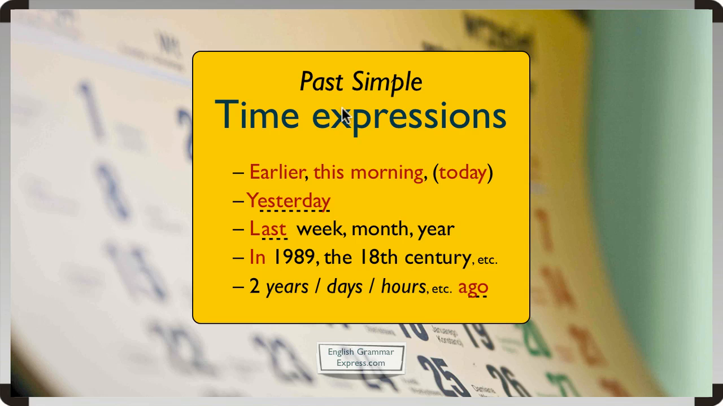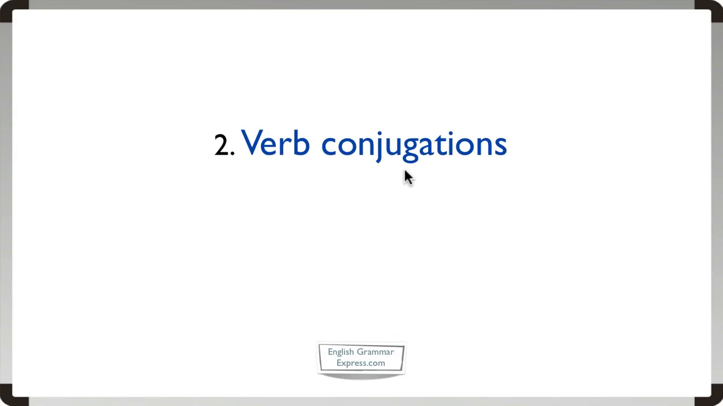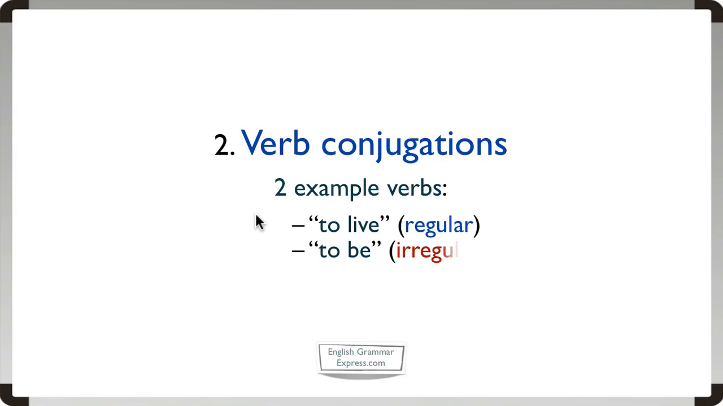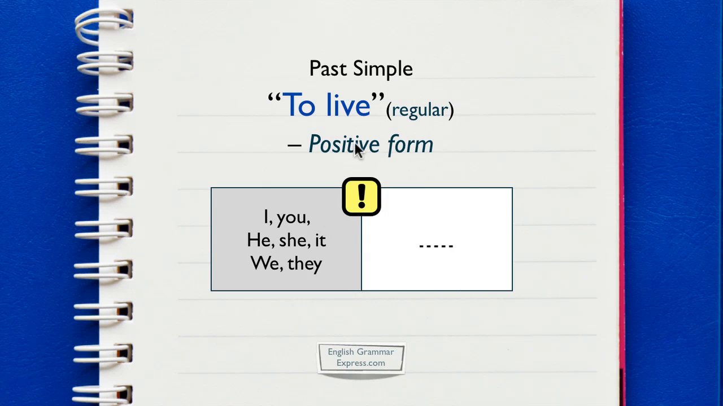And we have seen that we use past simple for finished actions in the past. Let's turn now to verb conjugations. And we're going to look again at our 2 example verbs, to live and to be. And as before, we'll look at them in the positive, in the question, and in the negative forms. So starting with to live in the positive form, I, you, he, she, it, we, and they lived.